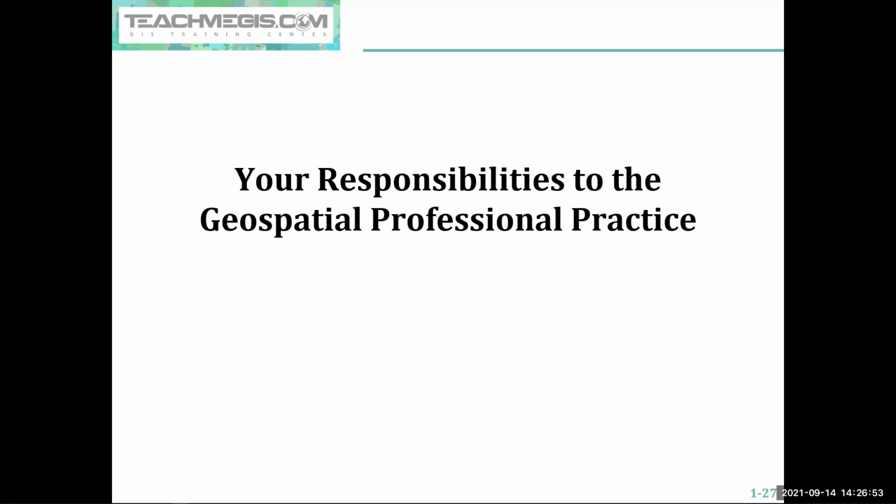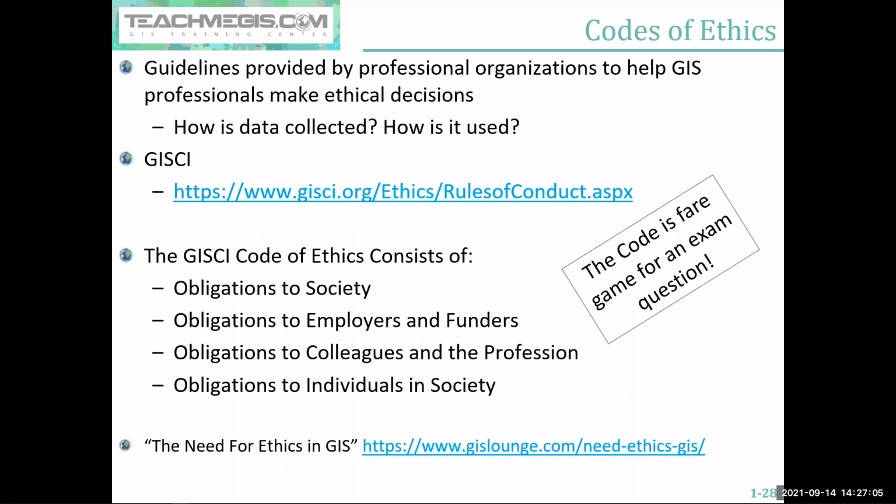Okay, so that's about it for the GIS certification and how the exam is delivered. Let's just talk a little bit about your responsibilities to the geospatial professional practice. Page 1-28, if you're following along on your exam, the GISP certification is certifying that you not only know your geospatial stuff, but it also obligates you to committing to a certain code of ethics in your life and in your work life. Hopefully in your personal life too, but in your work life for sure.